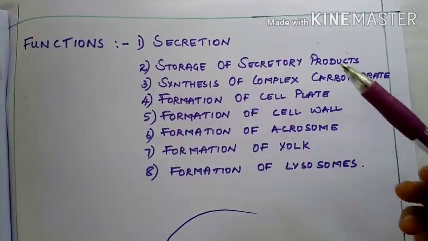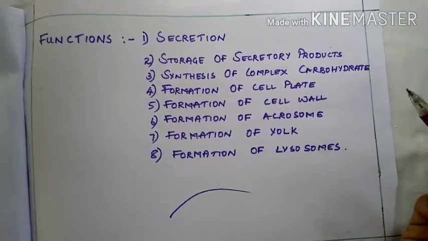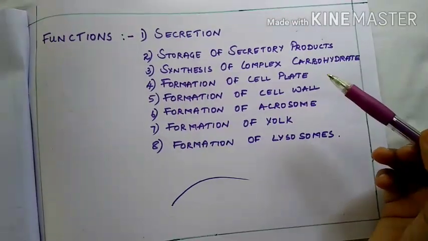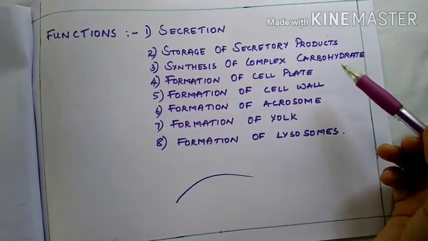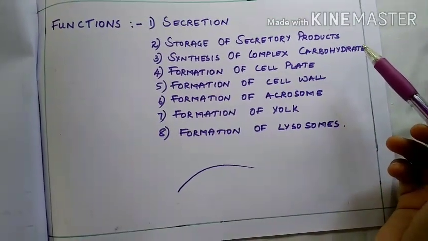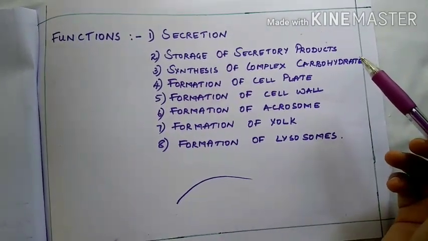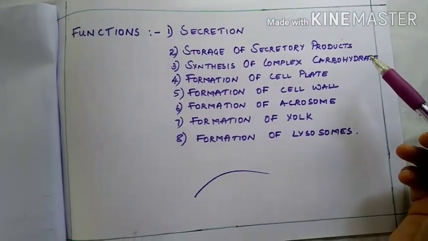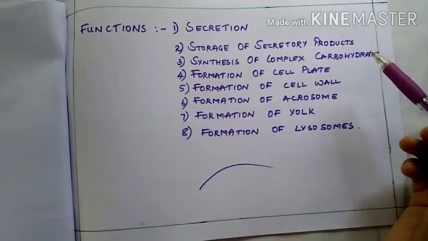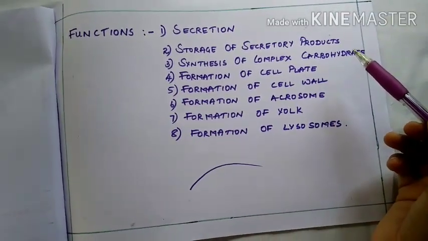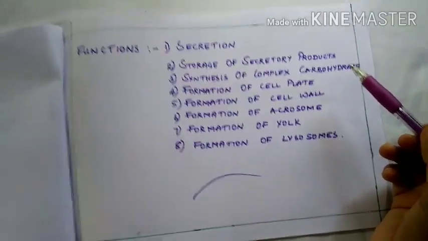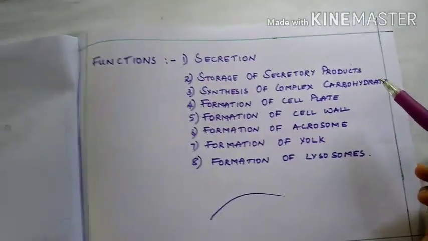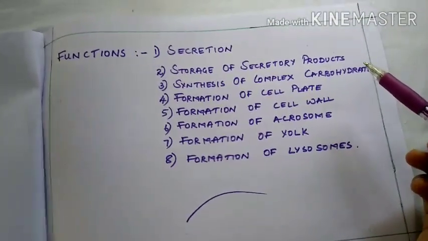Second is the storage of such secretory products. Third, we can see complex carbohydrates are being synthesized with the help of Golgi complex. Complex carbohydrates in the sense cellulose, pectin, hemicellulose, polysaccharides, hyaluronic acid, chondroitin sulfate, etc.